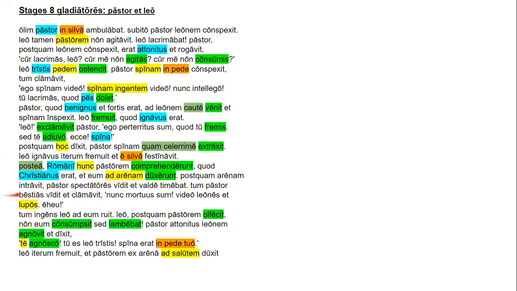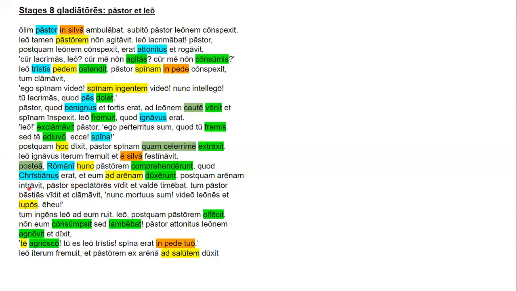Postquam arenam intravit pastor spectatores vidit et valde timebat. So postquam is another adverb. It means "after," right? Arenam intravit. So arenam is accusative direct object of intravit. Intravit is the perfect tense verb. So after he entered the arena.